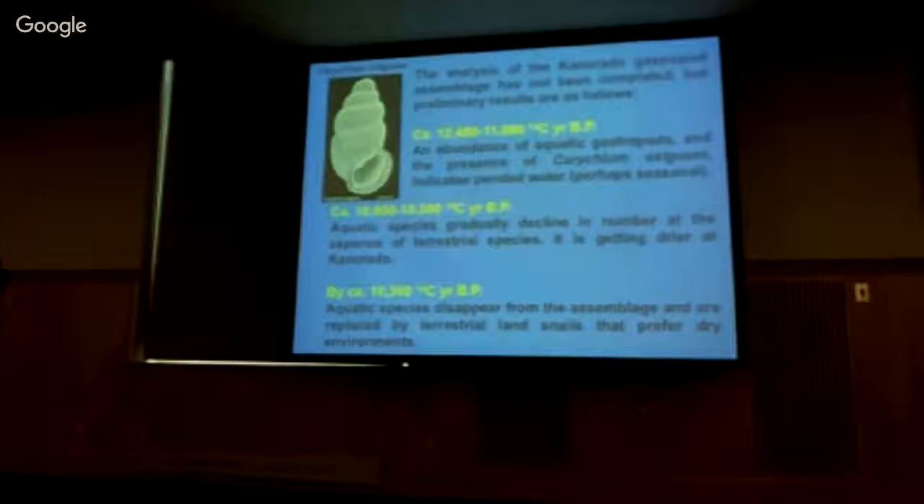What's also interesting is that the land snails tell us a story. Jim Thaler at University of Wisconsin-La Crosse is still analyzing them, but he's gotten far enough to tell me at least this part of the story. These are, again, uncalibrated ages. From 12.4 to 11, an abundance of aquatic gastropods indicates ponded water, perhaps seasonal. But by 10.9 to 10.3, aquatic species gradually decline in number at the expense of terrestrial. It's getting drier at Colorado. Then by 10.3, aquatic species disappear from the assemblage and are replaced by terrestrial land snails that prefer dry environments. So it pretty much supports both the phytolith and isotope record. And that's what you like when your proxies support each other.